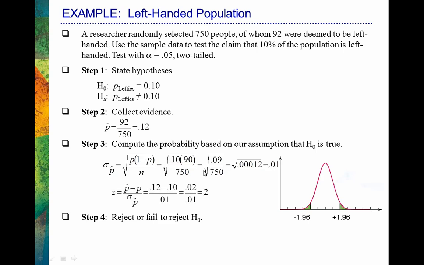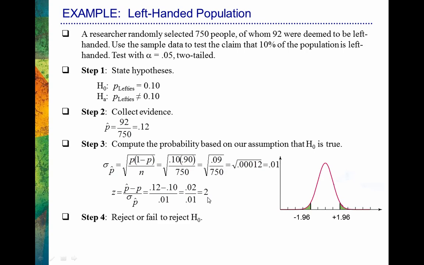Now we can feed that into our formula for z. So now we're going to look at how big are the differences we actually observe between our sample proportion of 0.12 and the population proportion based on the null hypothesis of 0.10. So these are the differences that we're actually observing between those two values, relative to differences between sample proportions that we expect just by chance. That gives us a z-score of 2.